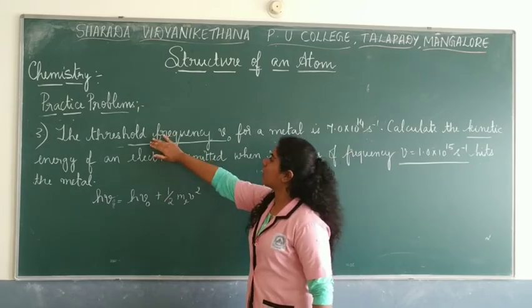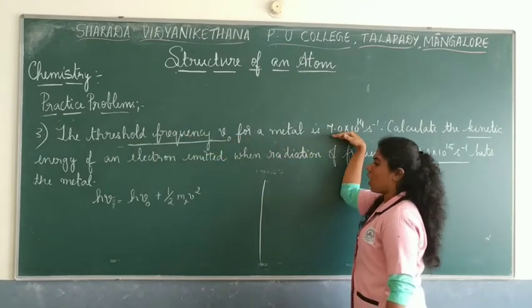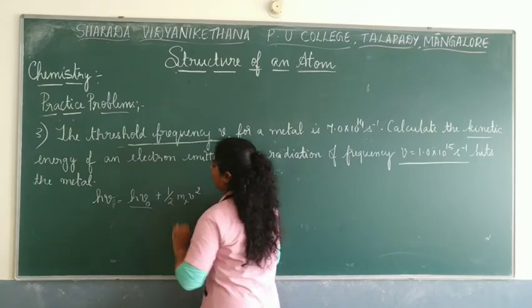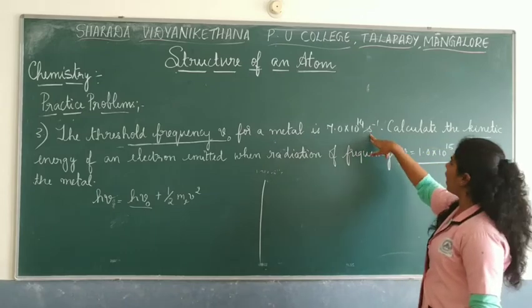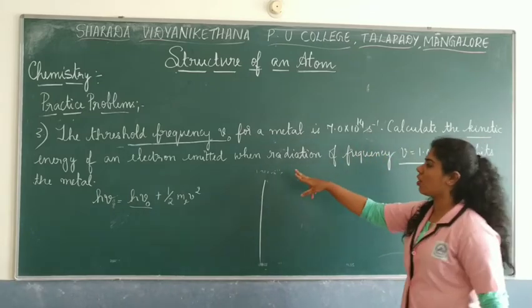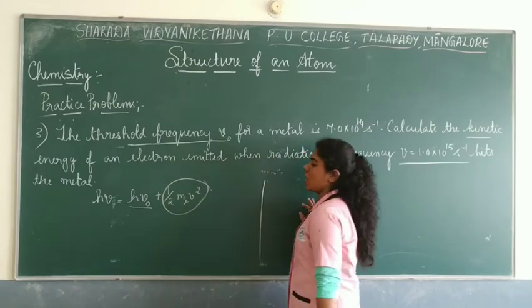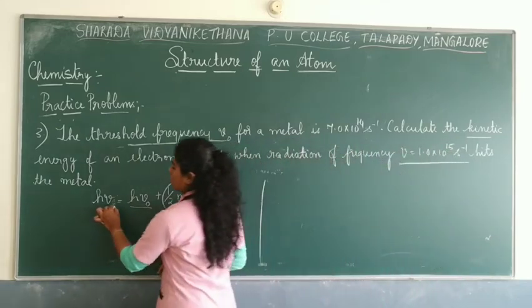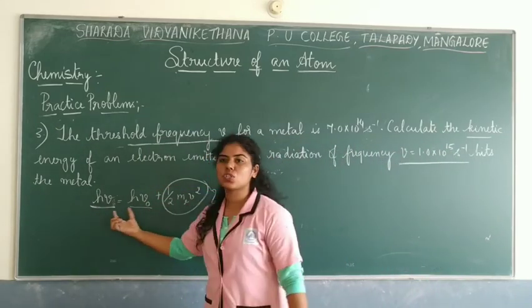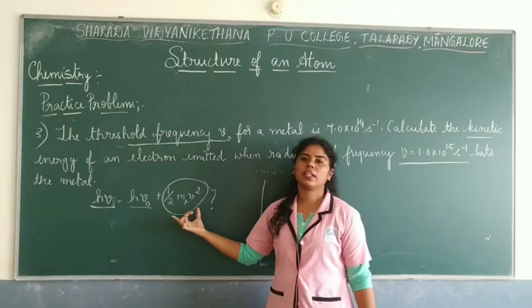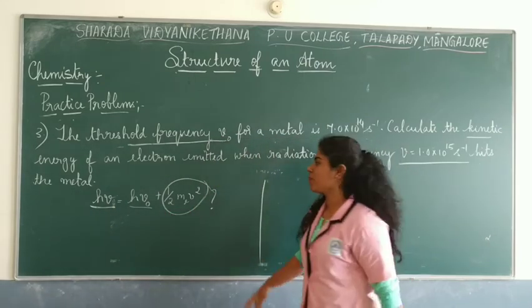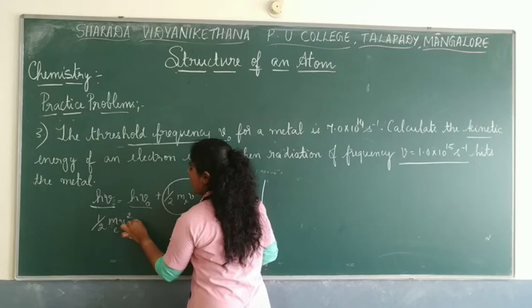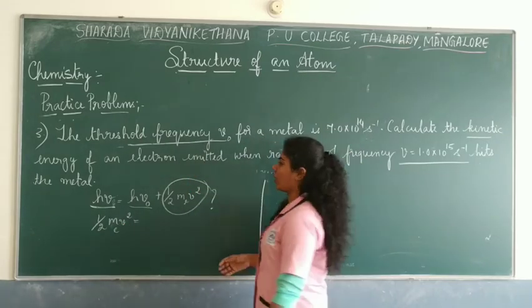Now what is given here? The threshold frequency nu naught for a metal is given. How much is it? 7.0 into 10 to the power 14. Now we know this value. So this is given to us, h nu naught. And we want the kinetic energy of an electron, to be calculated when the radiation of a given frequency is used. The frequency of the radiation is given. So these two values are known to us. We have to calculate the kinetic energy. So we will rearrange this formula or expression right now. So half m v square, that is the kinetic energy, is equal to what can we do here?